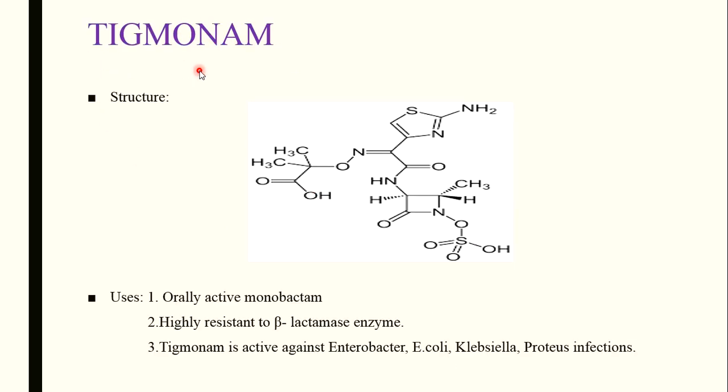The last drug under monobactams is tigemonam. The structure of tigemonam contains a beta-lactam ring, and at the first position there is a sulfonic acid. At the second position there is a methyl group which is in beta orientation, and at the third position a side chain is present similar to aztreonam, and a thiazole ring is present which is attached through the methyl group. To this thiazole ring there is an amino group substitution at the second position.